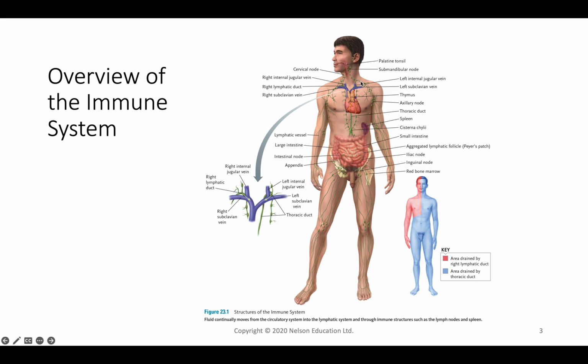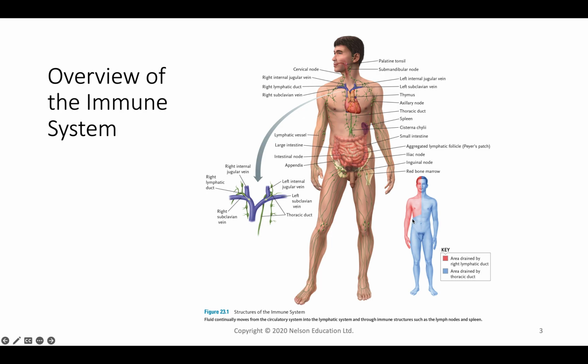Then that fluid's going to get dropped back into these ducts here, which are the lymphatic ducts. So we have the right lymphatic duct here, and we're going to also have the thoracic duct, which is the left lymphatic duct, essentially. Now, I want to take note of the fact that the drainage systems here are not exactly equal. In fact, they're incredibly unequal.